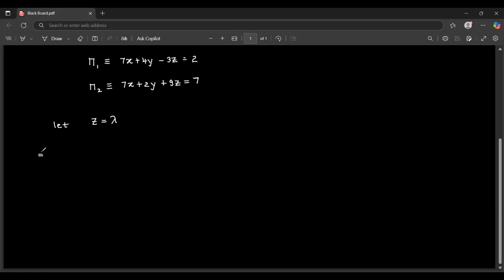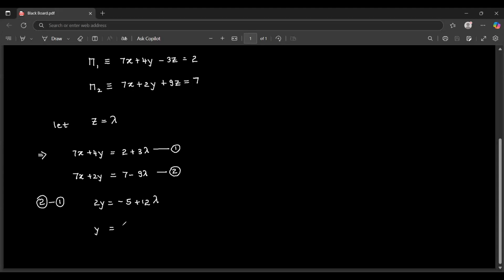Which means the first equation will reduce into 7x plus 4y equals 2 plus 3 lambda. So this is the first equation. Then we will have the second equation, which is 7x plus 2y equals 7 minus 9 lambda. So what I'm going to do is subtract the first equation from the second equation. Second equation minus first equation will be 7x 0, 4y minus 2y, it will be 2y equals minus 5 plus 12 lambda. Okay, so y will be equal to 12 lambda minus 5 over 2.